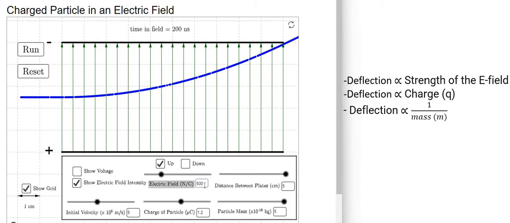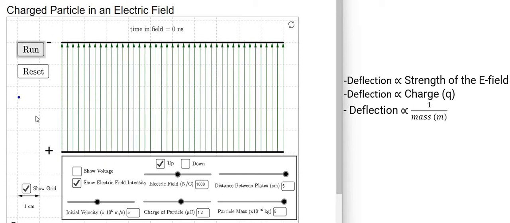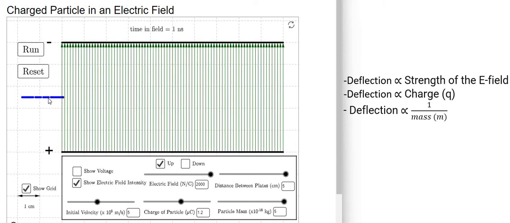On further increase in the electric field strength, to 1000 Newton per Coulomb, the deflection will be even more. Now if I increase this electric field to 2000 Newton per Coulomb, what happens? You can see that the electric field strength is very high, and the deflection is also very high. Therefore, the deflection is directly proportional to the strength of the electric field. The more the electric field strength, the more the deflection.